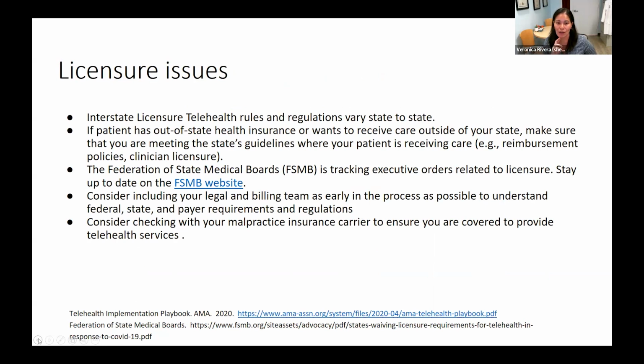If your patient has an out-of-state health insurance or wants to receive care outside of your state, make sure that you're meeting the state's guidelines where your patient is receiving care. The Federation of State Medical Boards is tracking executive orders related to licensure, so you can refer to their website for updates. And consider using your legal and billing teams to understand these federal, state, and payer requirements and regulations at your local sites. And then you also might want to consider checking with your malpractice insurance carrier to ensure you're covered to provide telehealth services if appropriate.